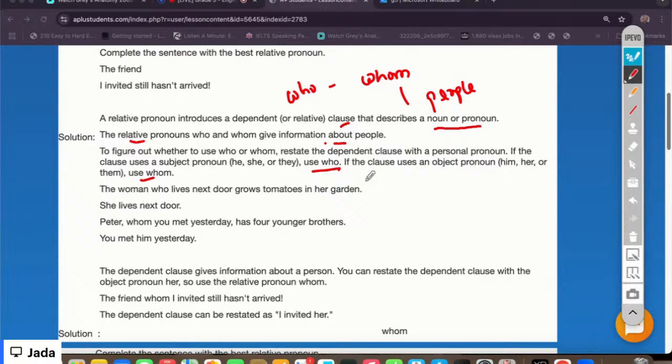Alright, so take note that who goes with the subject pronoun, and whom goes with the object pronoun: him, her, them.